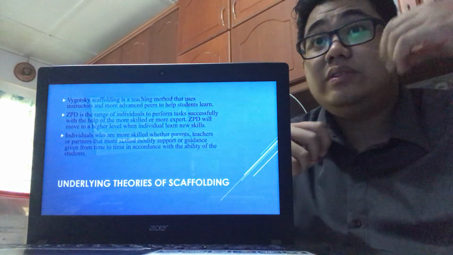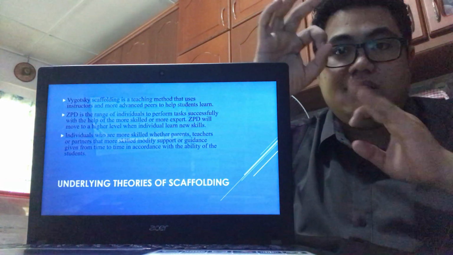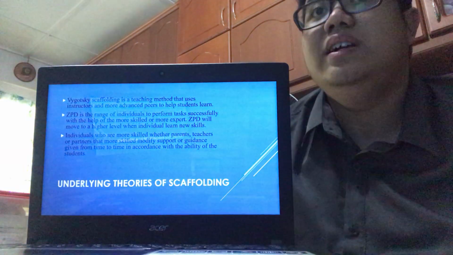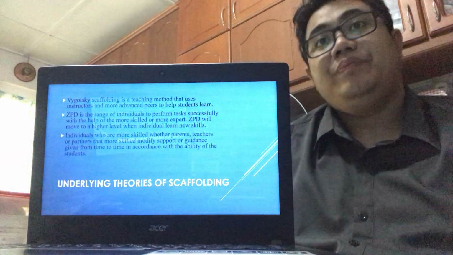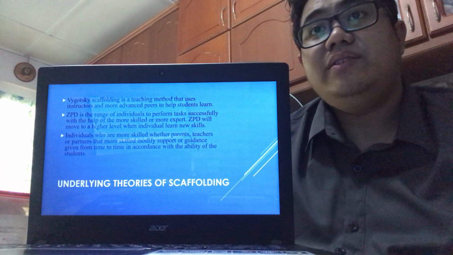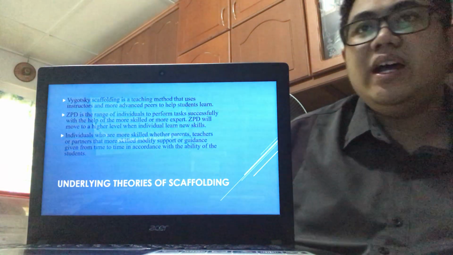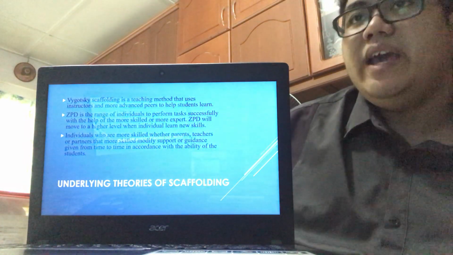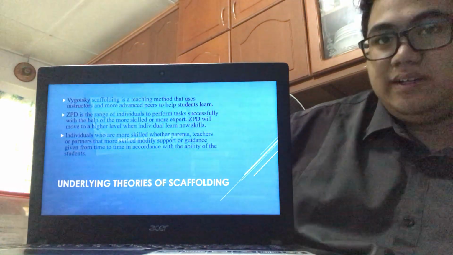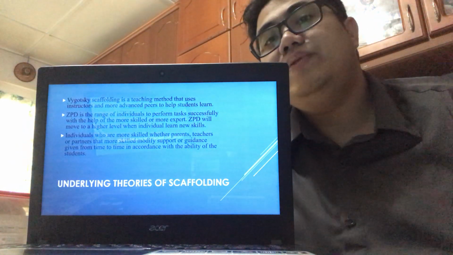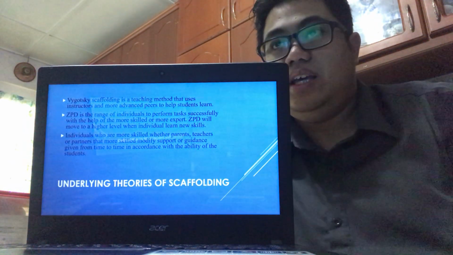Usually scaffolding is shown as a circle, and then another circle, and another circle, so usually three circles. Okay, so ZPD is the range of tasks an individual can perform successfully with the help of someone more skilled and more expert. So ZPD will move to a higher level when the individual learns a new skill.